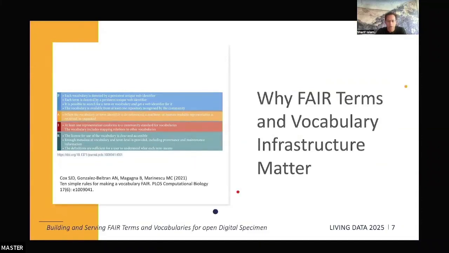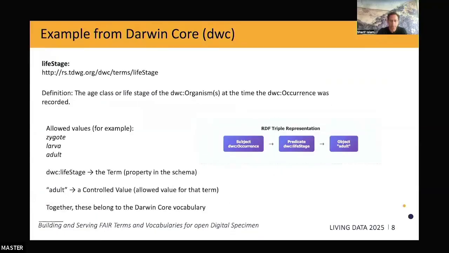So why do FAIR terms and vocabs matter here? This is a guide that came out a few years ago where you can see they're providing guidance on how to make vocabularies FAIR, providing PID, metadata, licensing information, and things like that. We'll also be using these guides for our design.